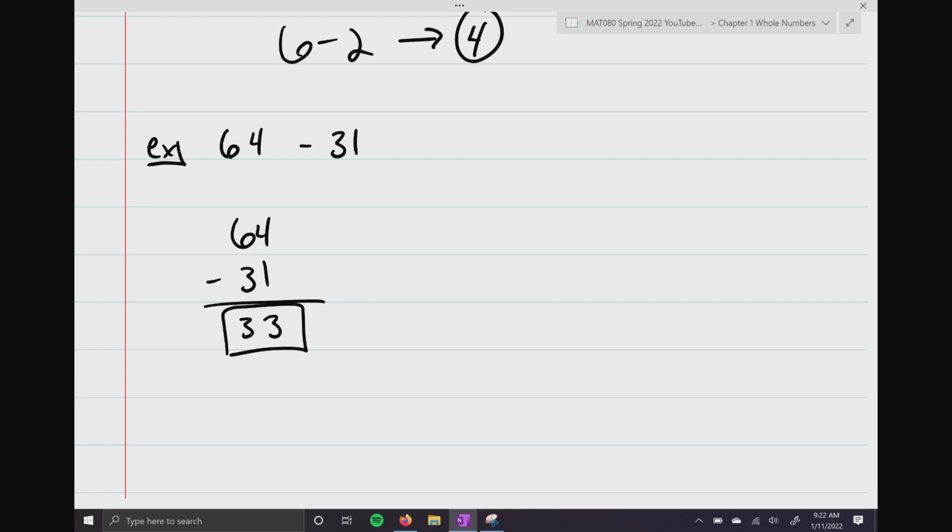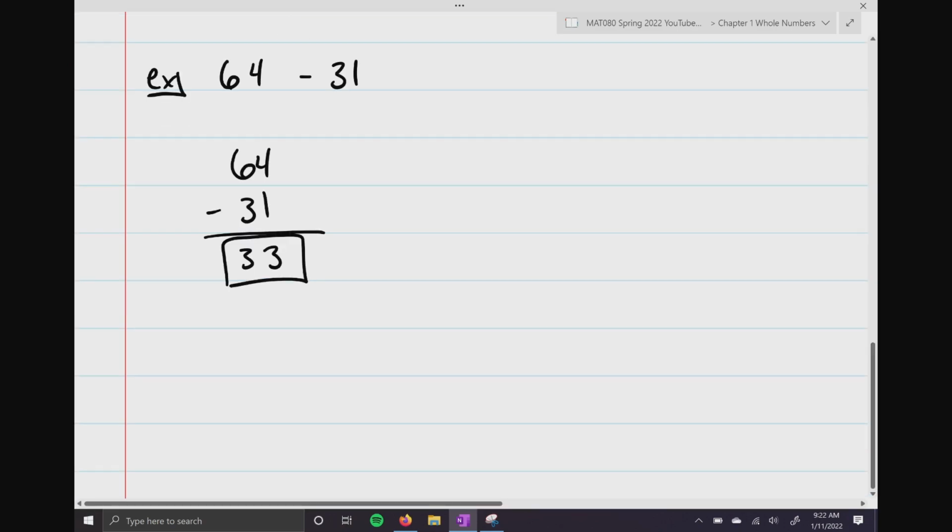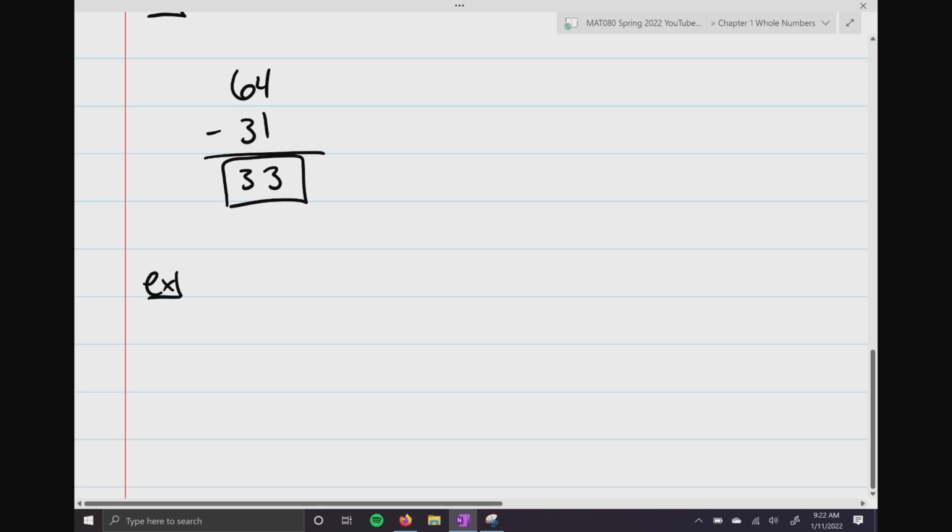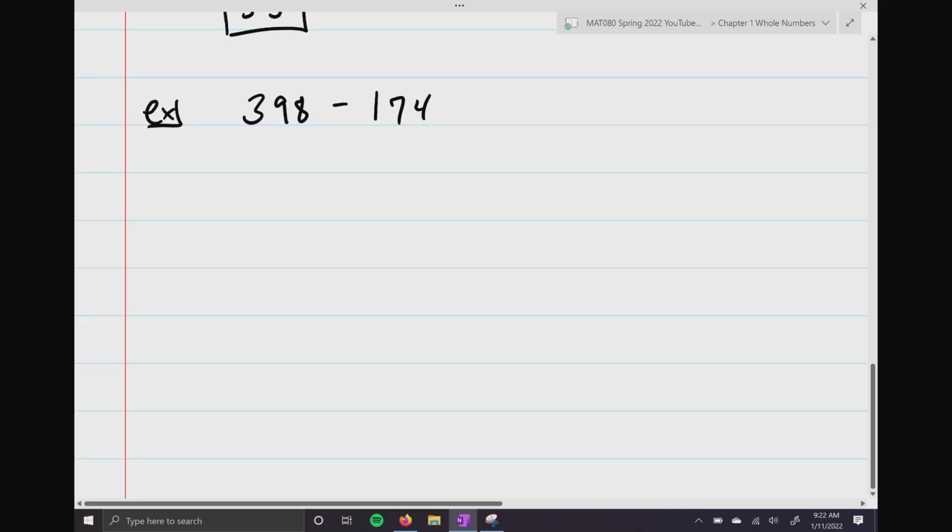All right? Now, let's try another example here. We could do this with even larger numbers. So let's do 398 minus 174. So once again, we're going to align vertically on the place values. There we go. Nice and neat and organized. And then we're just going to go straight down, starting on the right-hand side and moving to the left. 8 minus 4 is 4. 9 minus 7 is 2. And 3 minus 1 is 2.